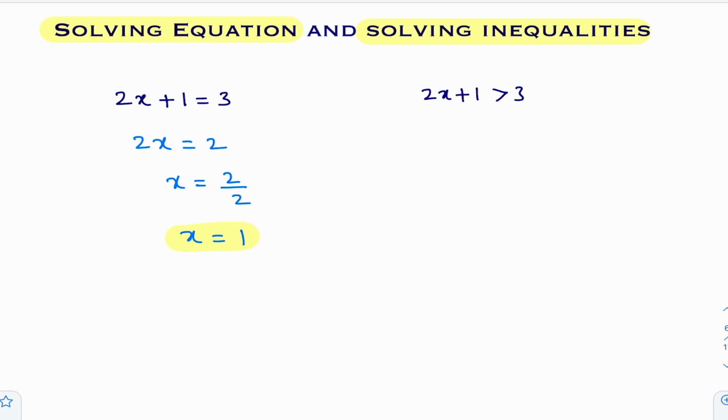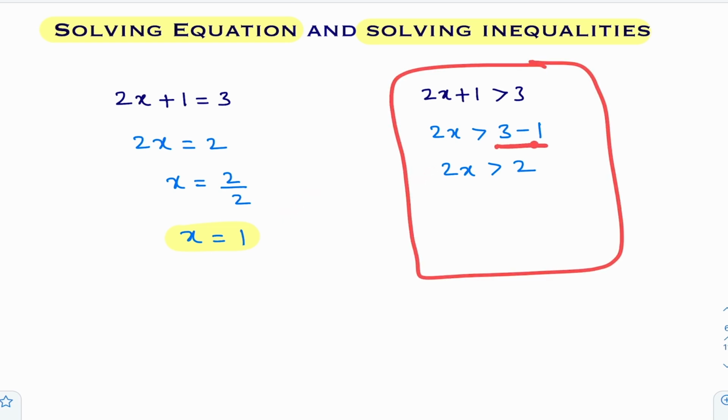Okay. Here you see 2x plus 1 greater than 3. This is an inequality because of this symbol. Now 2x is greater than 3 minus 1. 2x is greater than 3 minus 1, which is 2. Here I am dividing by 2. Actually, you cannot do it like that. I am saying that just to explain the differences between these two.